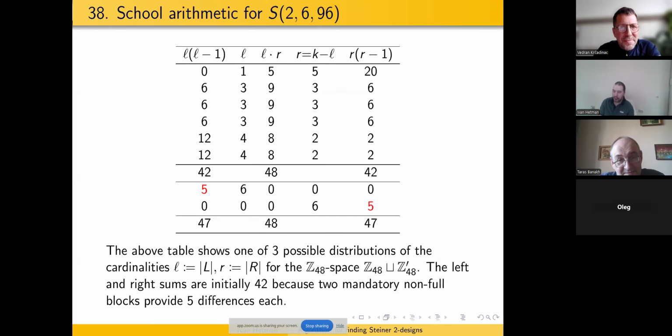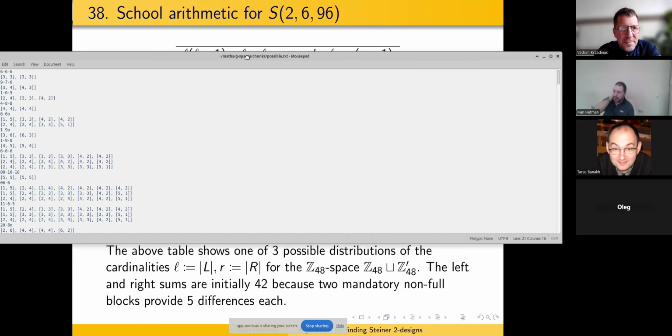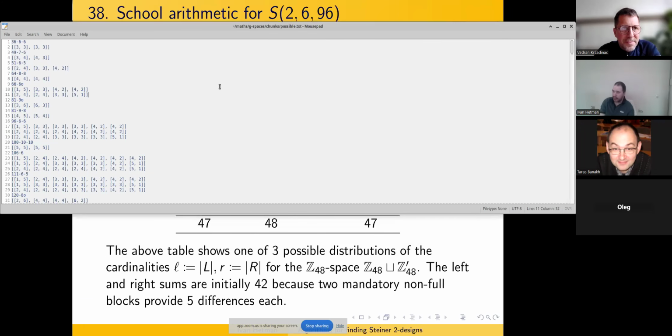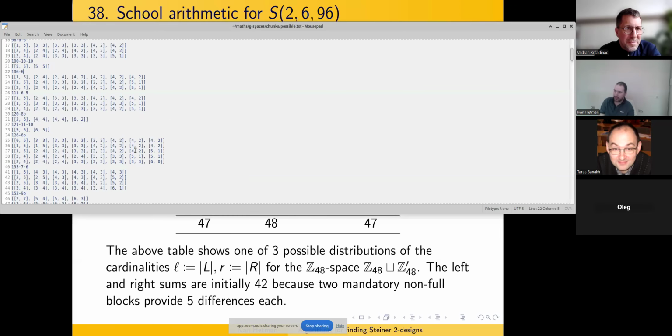I mentioned that sometimes you can just perform a preliminary analysis and not even try to generate the design. So here is my file with this preliminary analysis. For instance, you can see the distributions of this school arithmetic for 96. Yes, you can see this distribution for 106, and I stored only 5. So if there is 5, there can be more than 5, but if it is less than 5, it is less than 5.